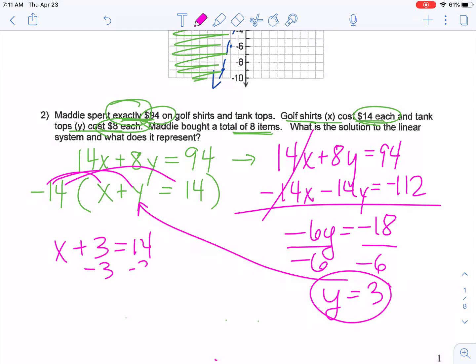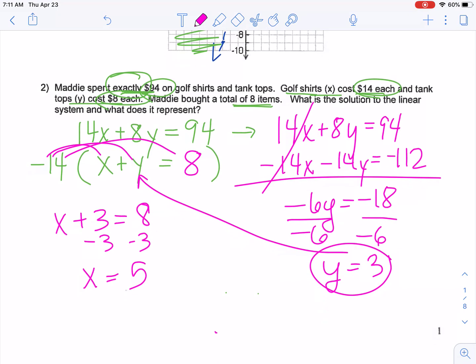I'm going to subtract 3. X equals, oh, wait a second. This should not be 14. This should be 8. Make sure you change that. All right. Whoops. So 8. 8 minus 3 is 5.